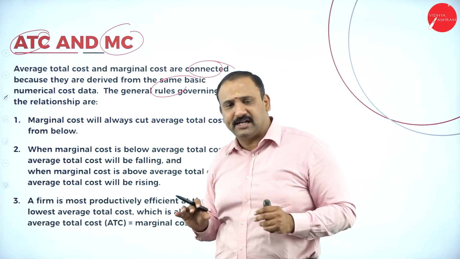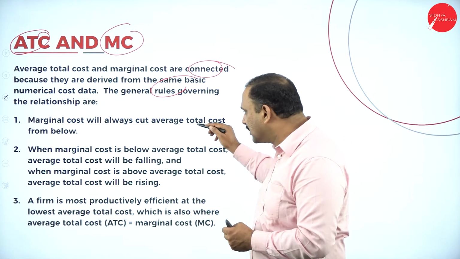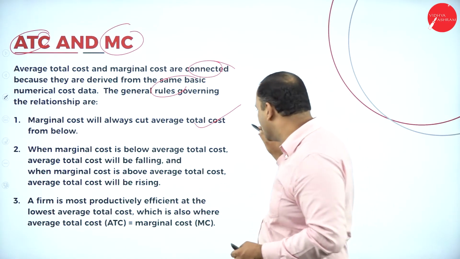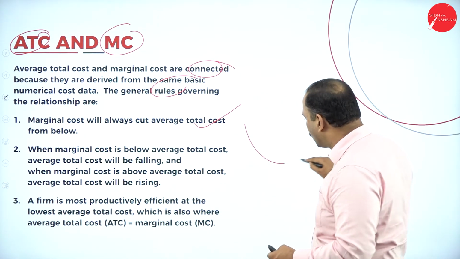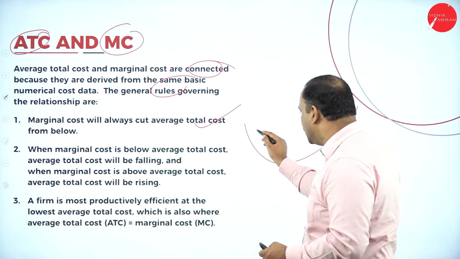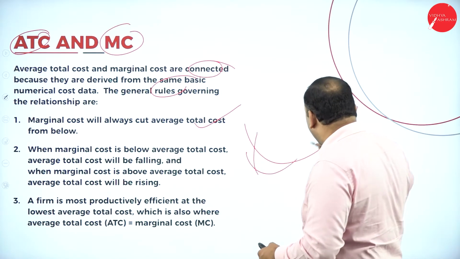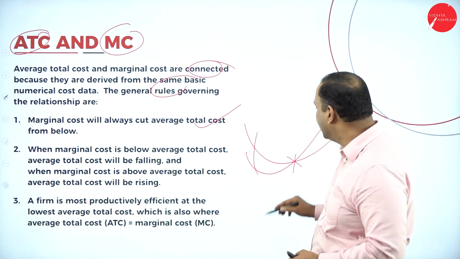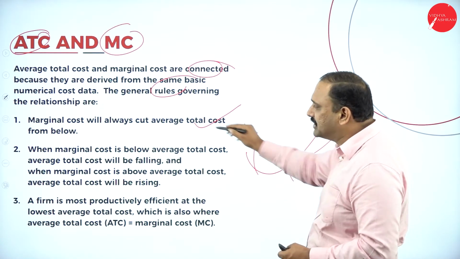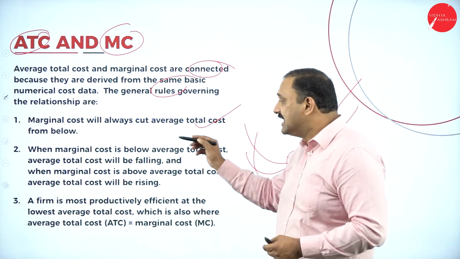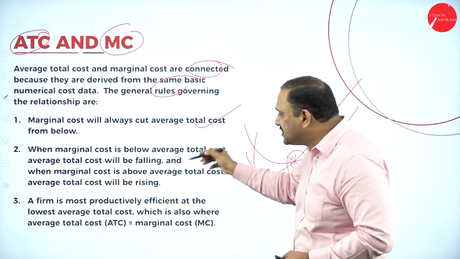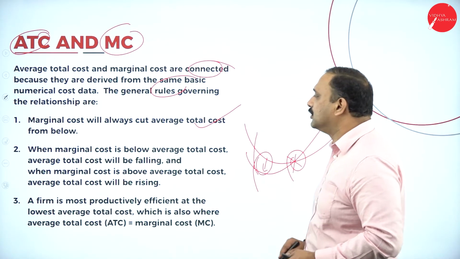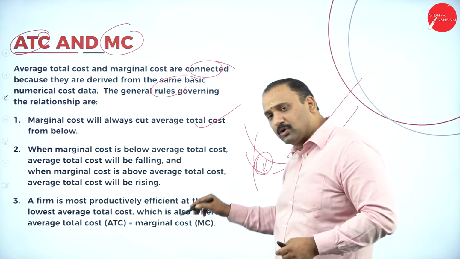So the general rule is that marginal cost will always cut the average total cost from the bottom. When you have an average total cost curve like this, the marginal cost curve will come like this, cut it at the bottom, and you will see that there is an intersection here. This intersection point is what we have been talking about. The next thing is that when the marginal cost is below the average total cost, at this juncture, the average total cost will be falling.